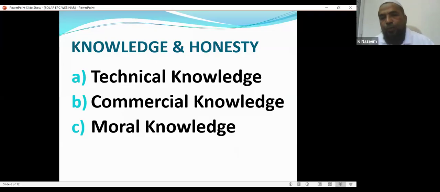So these two principles, I have learned from the holy book Quran. There are so many holy books, and in every holy book, whether it is Quran, Bible, Ramayana, Bhagavad Gita, Mahabharata, whatever it is, there are some points of wisdom. So you have to take those points of wisdom. Knowledge and honesty is very, very important.